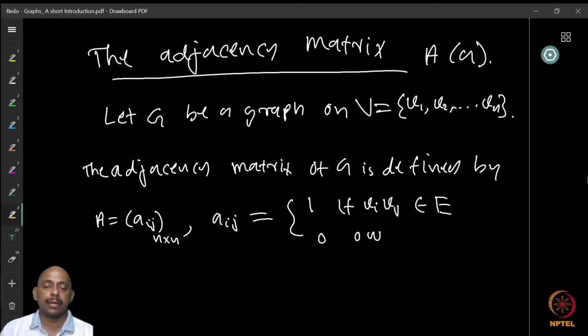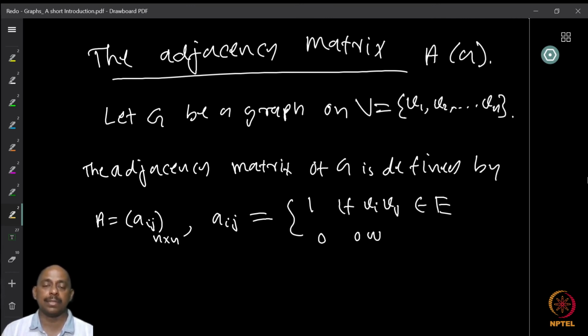Now let me define what is called the adjacency matrix of a graph G. This is a way to represent the graph, because whenever we use computers, you need to represent the graphs in some other way. But of course, there are other uses for the adjacency matrix. We will see some of the uses soon. So what is the adjacency matrix?